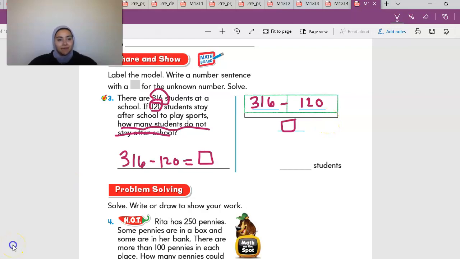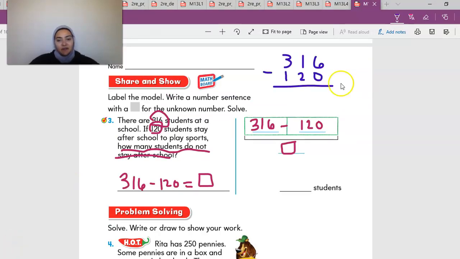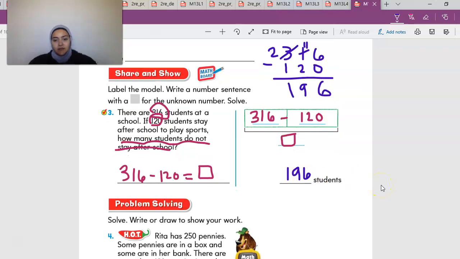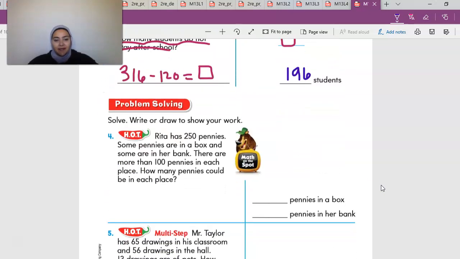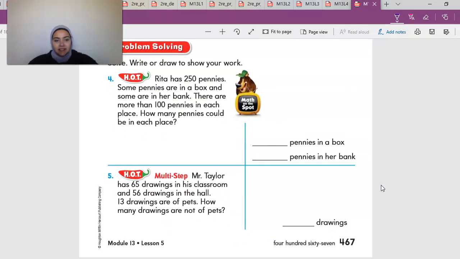So I want you to pause the video now and solve this problem. Okay, now that you've had a chance to solve the problem, 316 take away 120, let's look at it together. 6 take away 0 is 6. 1 take away 2, you can't do that. 1 is smaller. 3 becomes a 2. 1 becomes an 11. 11 take away 2 is 9. And 2 take away 1 is 1. So that makes your answer 196 students do not stay after school, right? All right, good job.